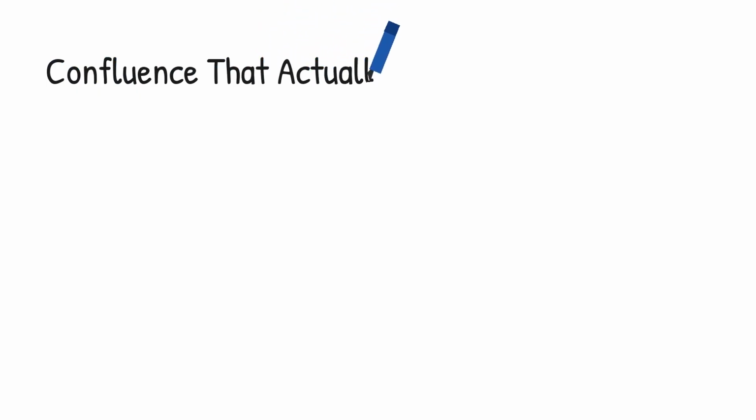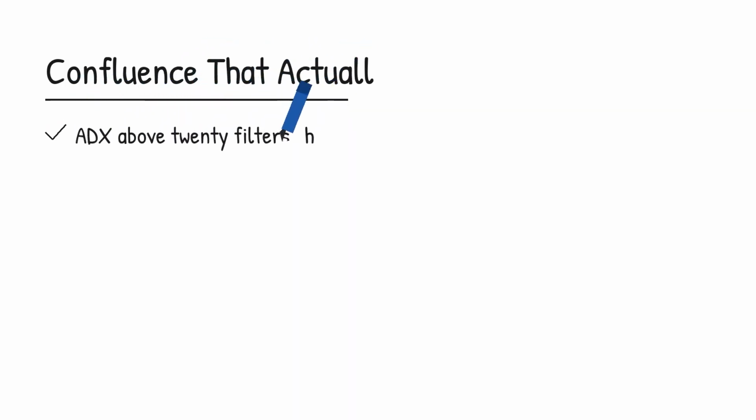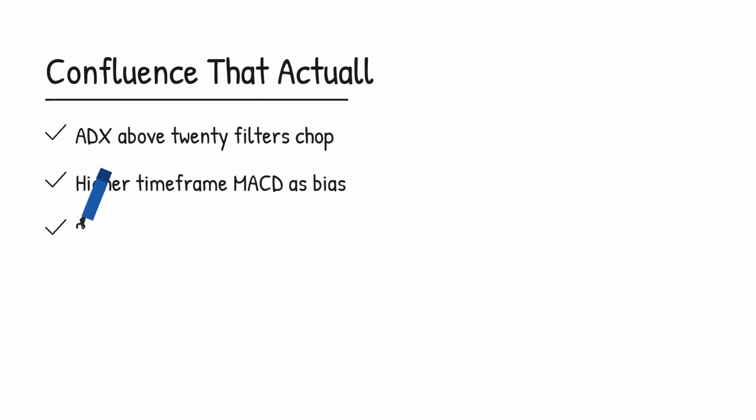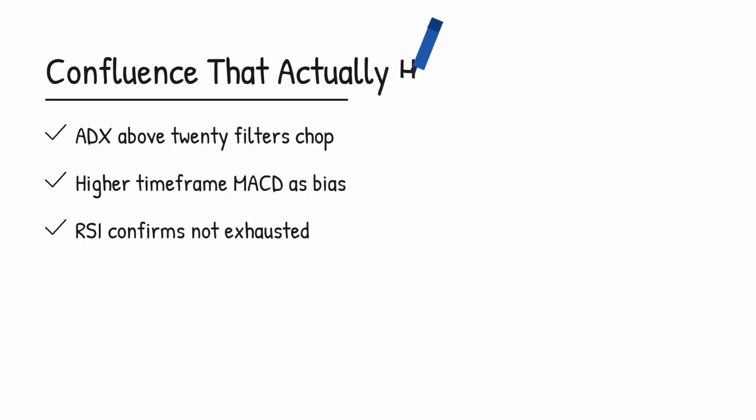MACD does not work alone. Stack it with ADX above 20 to confirm a trending environment, which kills most range whipsaws. Use RSI to verify you are not chasing an exhausted move. Add a higher timeframe MACD as a bias filter. Only take daily long signals when the weekly MACD histogram is positive or rising. This multi-timeframe alignment is the single biggest edge improvement you can make without changing the indicator itself.